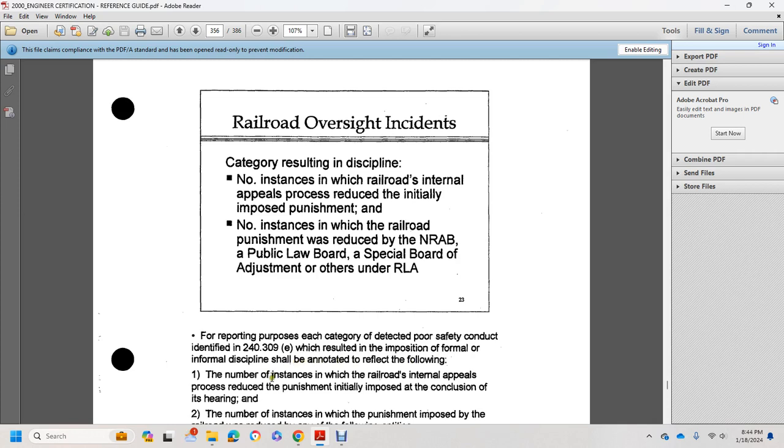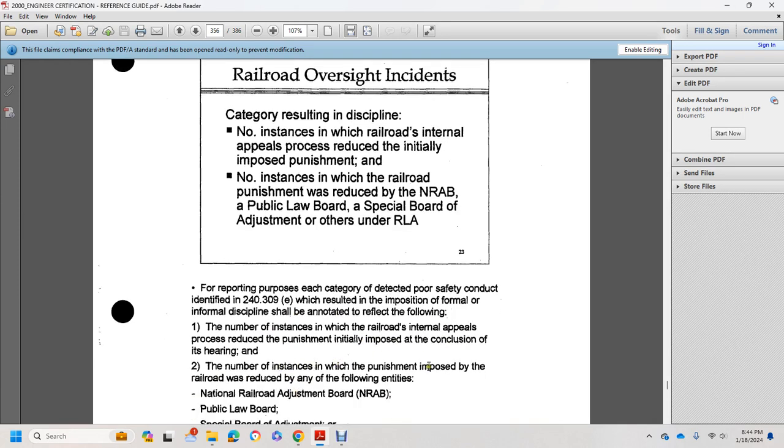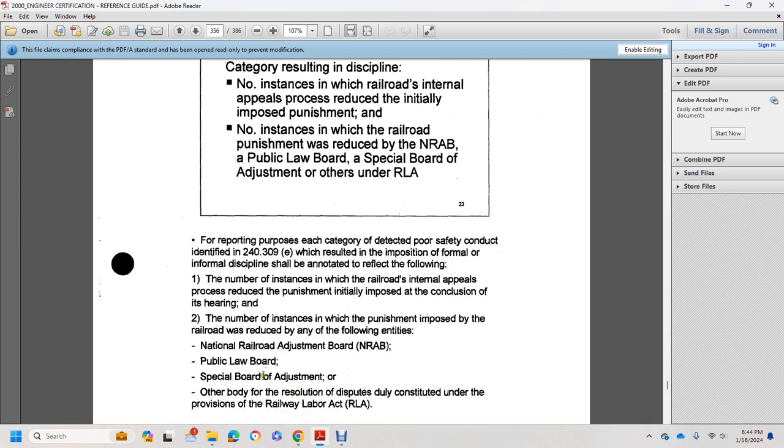should be noted to reflect the following: the number of incidents in which the railroad's internal appeal process for due process of the punishment initially imposed was concluded with the hearing, and the number of incidents in which the punishment imposed by the railroad was reduced by any of the following: the National Railroad Adjustment Board, a public law board, a special board of adjustment, or other body with resolution duly constituted under the provisions of the Railway Labor Act.